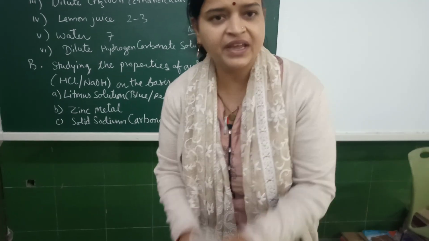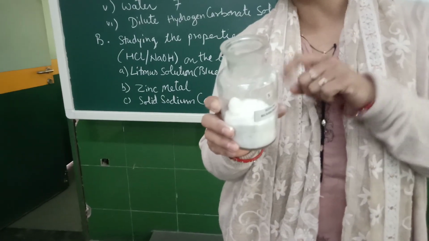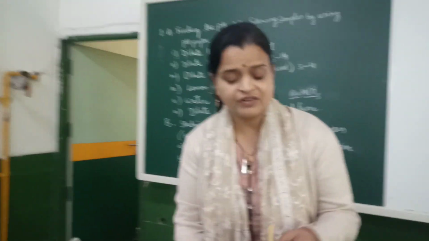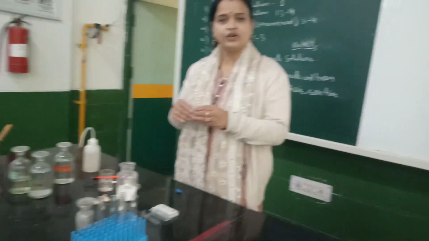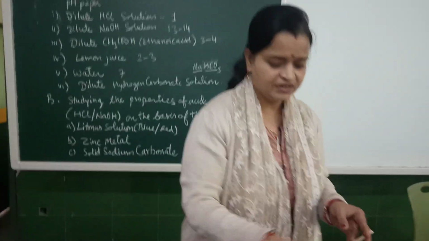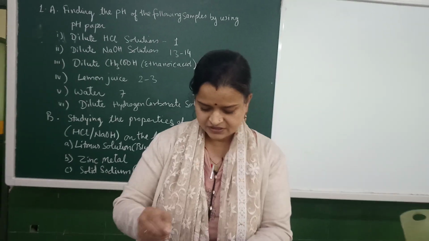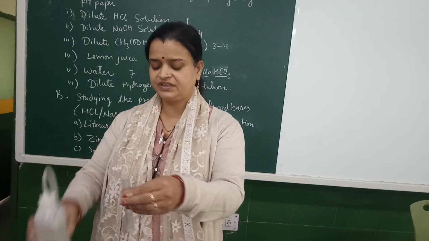Can this sodium bicarbonate give the test? Can it change the color of the litmus paper in dry state? Very good. No, it cannot change because it does not get ionized unless it is dissolved in water. Let us first dissolve it in water, then we will check it. I am taking a test tube here. Make sure the test tube is clean so that it does not change your result. I am adding a little amount of water into it.